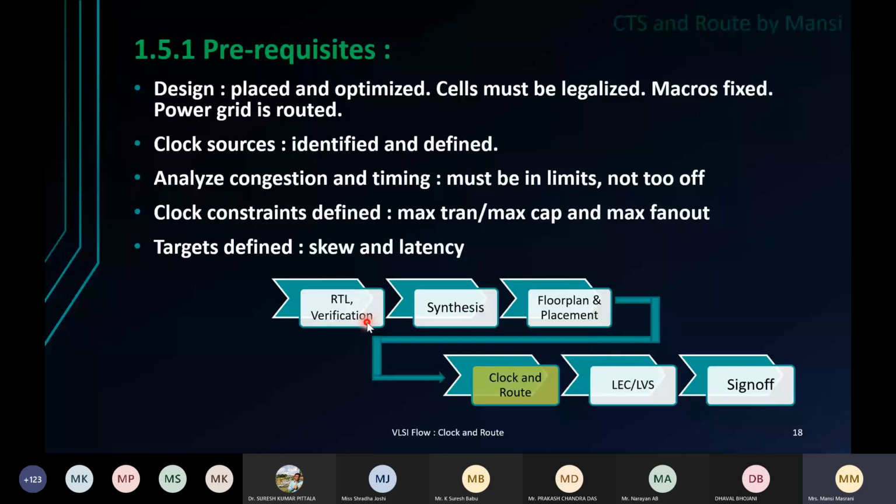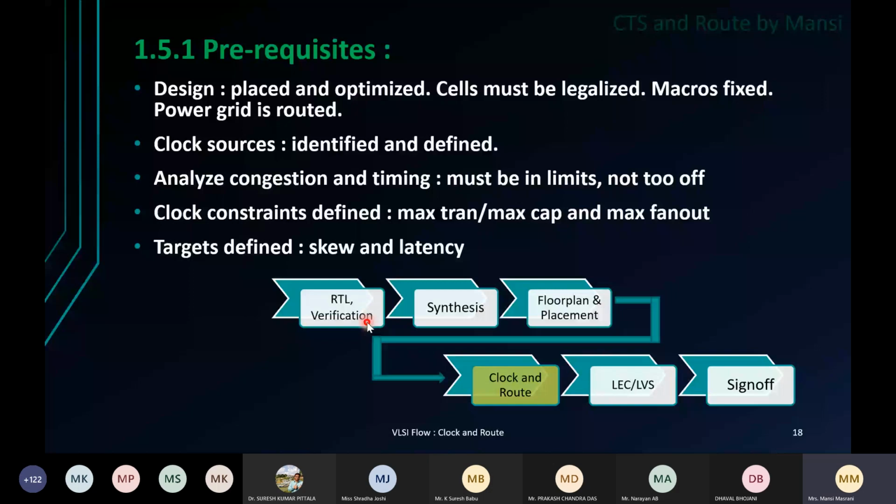kept, keeping in mind that it will have this much delay and this clock has to reach that cell in this much amount of time, though the clock is not routed yet and the location is fixed. While doing the CTS, if the cell itself moved, then there is no point doing CTS for that. So we have to fix the location of the cells, and the power grid is a must.